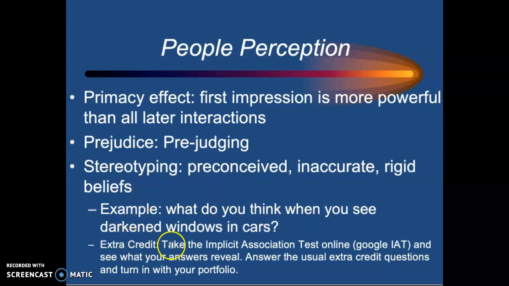One thing you can do for extra credit is you can go online and just put in IAT, or implicit association test, and you will have the opportunity to take a test to see if you have a prejudice and if you prejudge people. And you can do this for extra credit. You just answer the usual extra credit questions and turn them in with your portfolio.